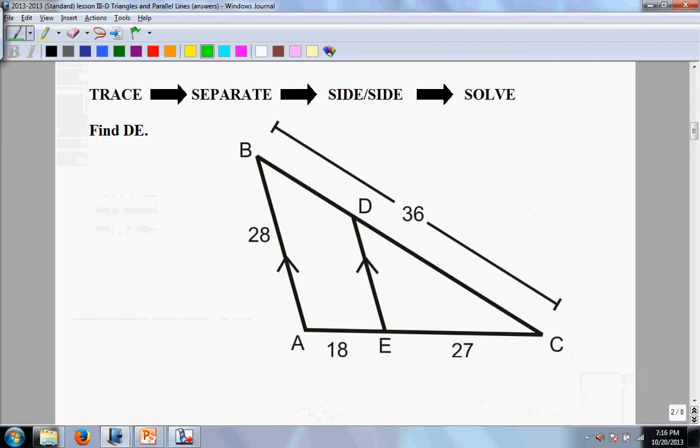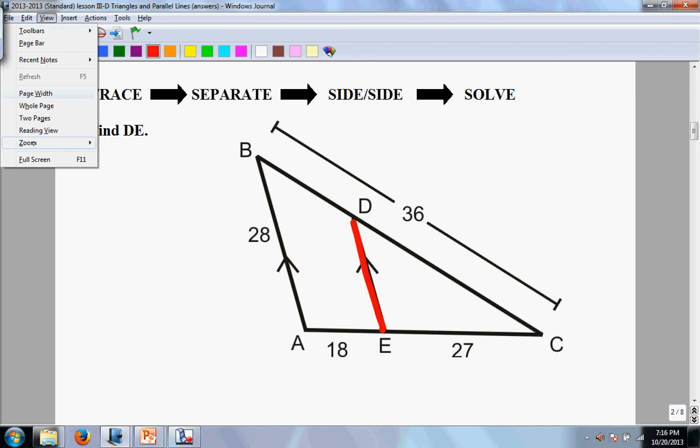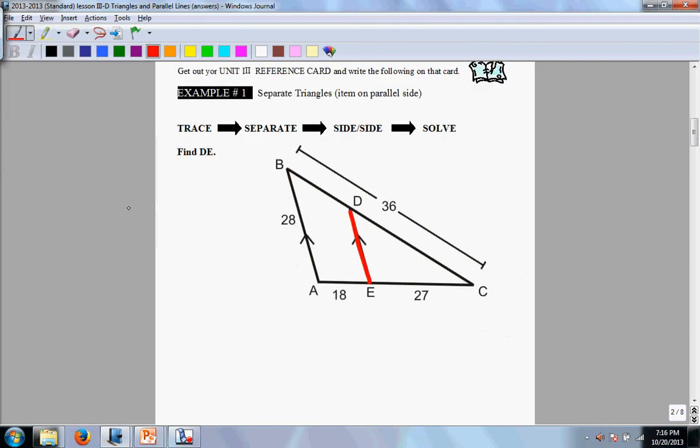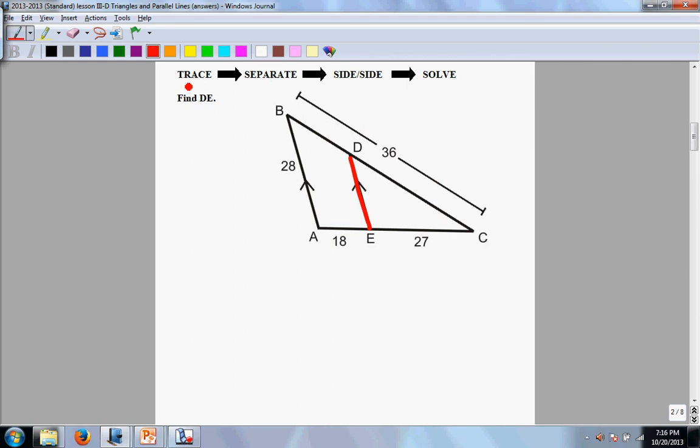Okay, so here we want to find the length of DE. Now DE is on one of the parallel segments. So when you have something that's working on a parallel segment, we need to pull them apart. So the first thing we're going to do is trace the triangles and pull them apart. So trace and pull apart, and then trace, and pull apart.